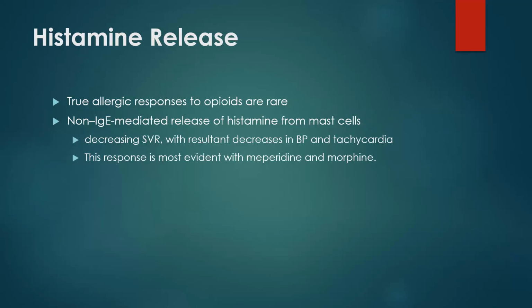Now, true allergic reaction to opioids is very rare, but they can cause a non-IgE mediated release of histamine from mast cells, decreasing the systemic vascular resistance that results in decreasing blood pressure and tachycardia. You will see this response with large doses of meperidine and morphine. I saw this once a few years ago now, when I gave a 10 milligram morphine bolus in a cardiac induction case.